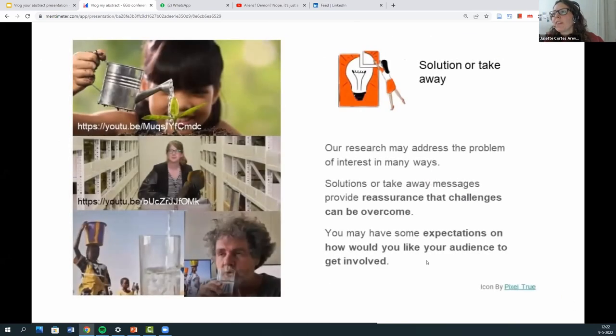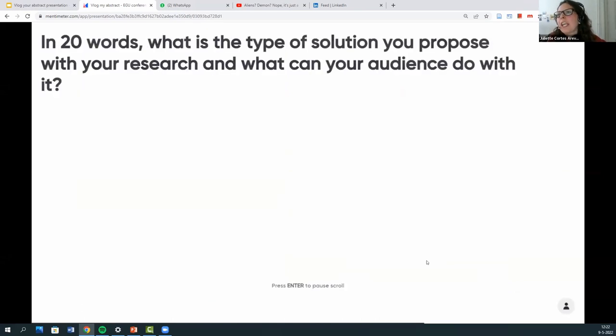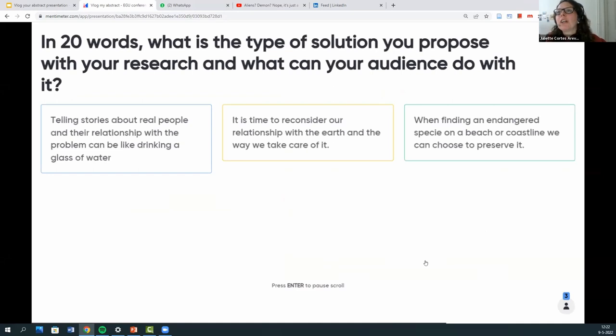So let's go to the solution or takeaway message. When we talk about this problem, we also have a takeaway message for our audience, and this is what we would like them to do with our research findings or with our work. So the question is: if you had 20 words and 10 seconds with your audience, what type of solution do you propose with your research, and what can your audience do with it?